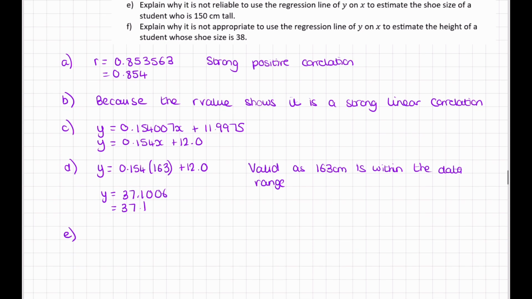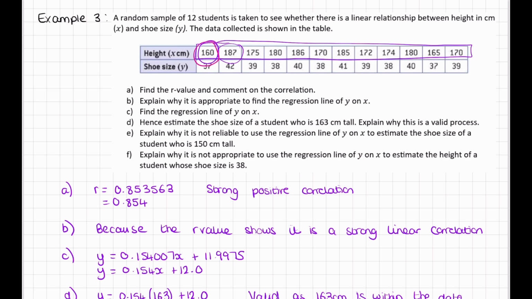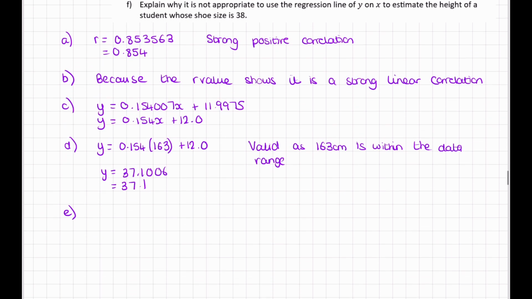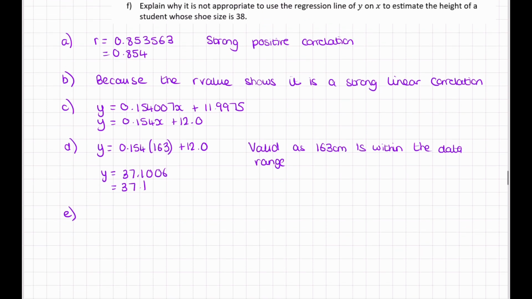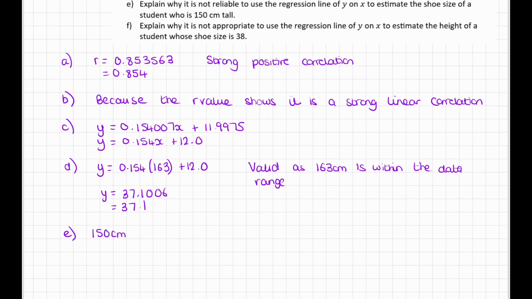Part E. Explain why it is not reliable to use a regression line of y on x to estimate the shoe size of a student who is 150 centimetres tall. Now 150 centimetres is smaller than our smallest x of 160. Because it is smaller, it is not within the data range, therefore it cannot be classed as reliable. So the 150 centimetres is beyond the data range. And that's an example of extrapolation.